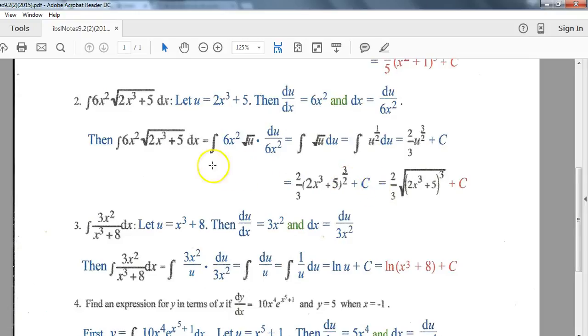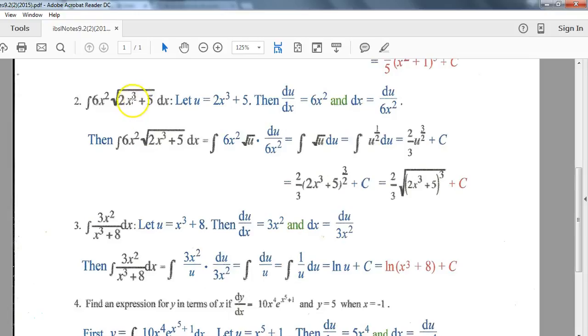The key on this, though, is this x has to cancel with the derivative of this interior function for this to work. If that didn't happen, we would need some other process like integration by parts, which we don't get into in this class. And so this will always work for our purposes.